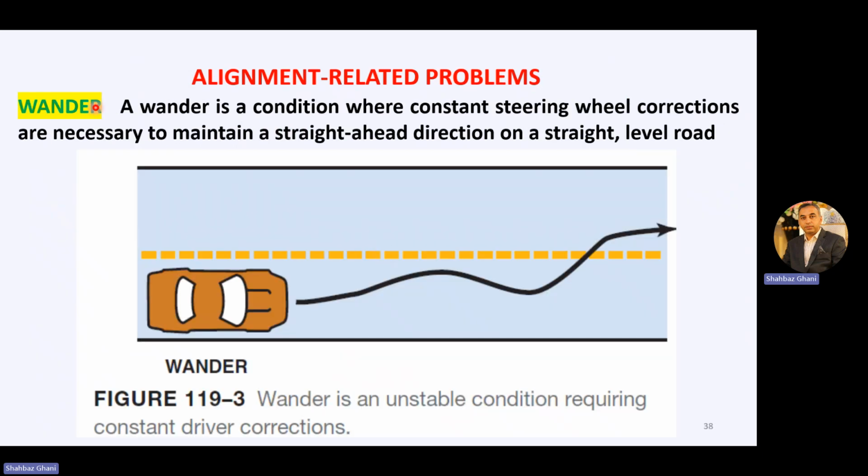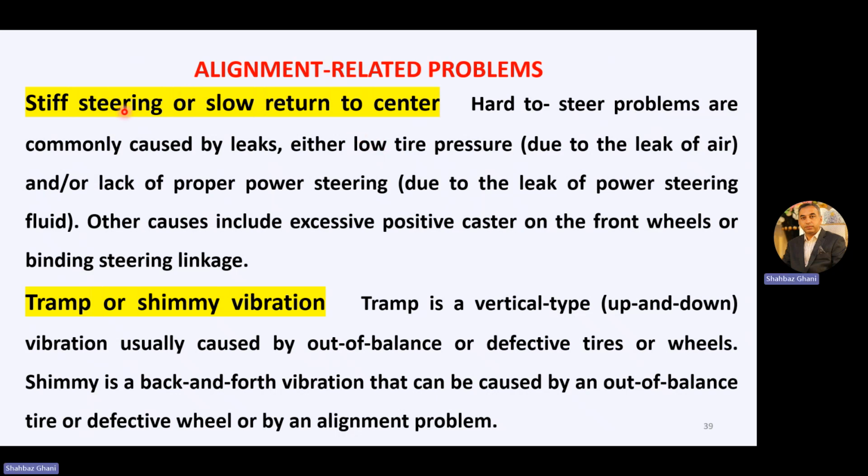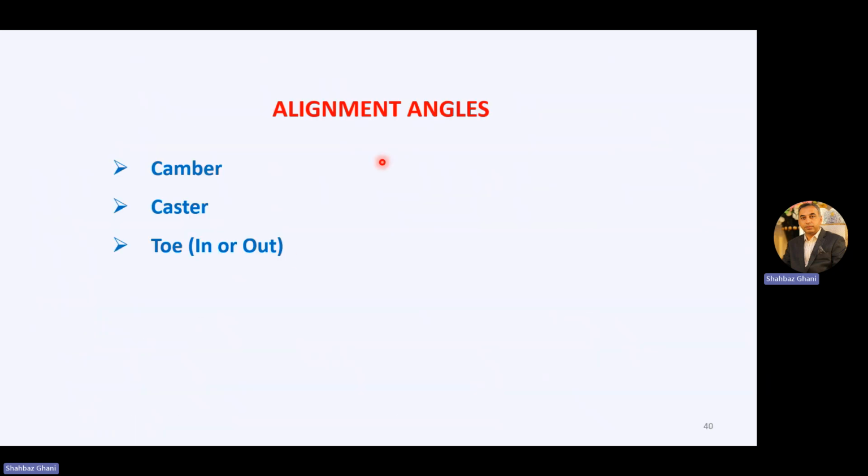And then wander. Wander is the condition when constant steering wheel corrections are necessary to maintain a straight-ahead direction on a straight, level road. The second last is stiff steering or a slow return to center. Then the last is the tramp or shimmy vibration. So these are the alignment-related problems which we face in a vehicle.